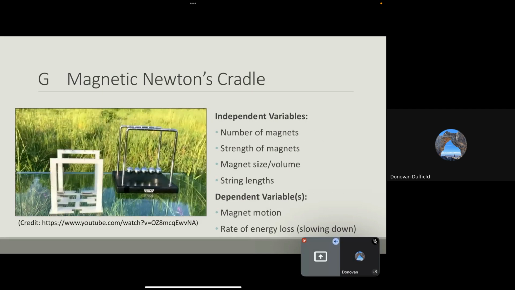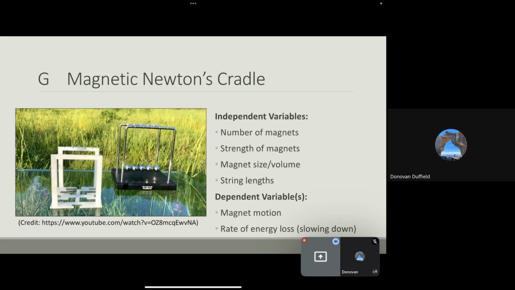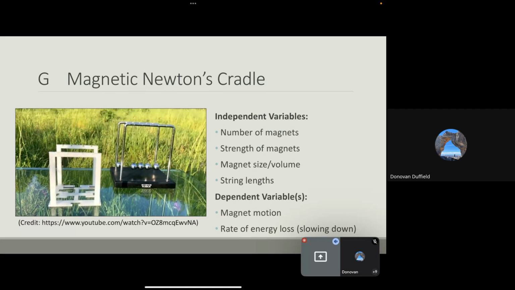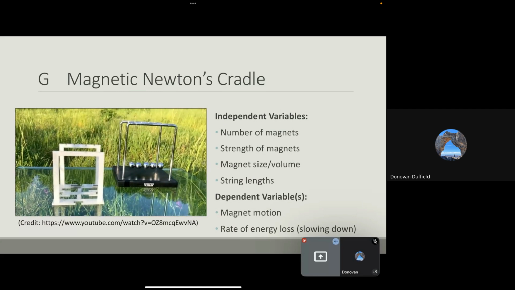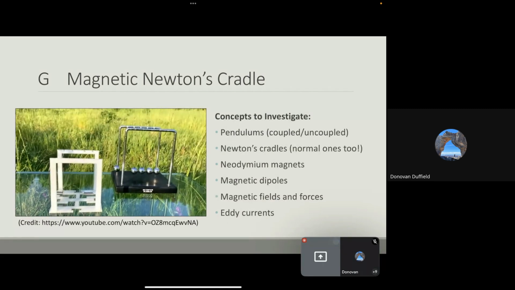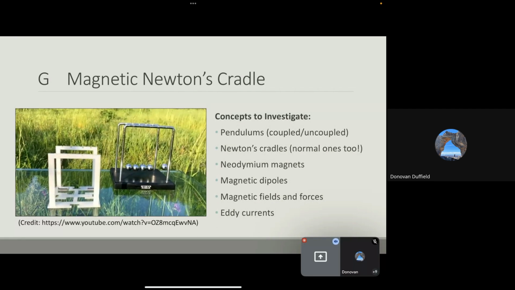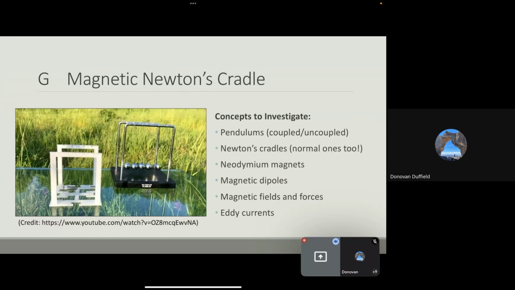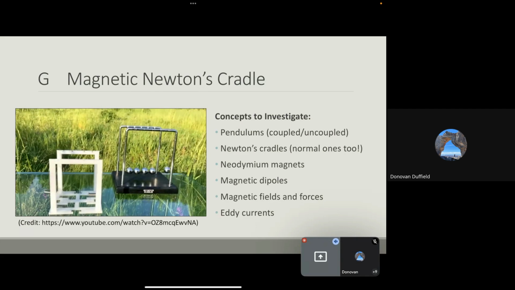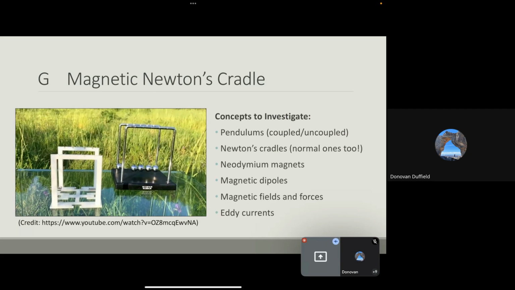I think it would also be interesting here because the energy losses, right, the dissipation in the normal Newton's cradle versus the magnetic Newton's cradle may be quite different. And then finally, concepts to look at are pendulum, Newton's cradles, neodymium magnets, and then on the theory side, magnetic dipoles, magnetic fields and forces, and eddy currents.